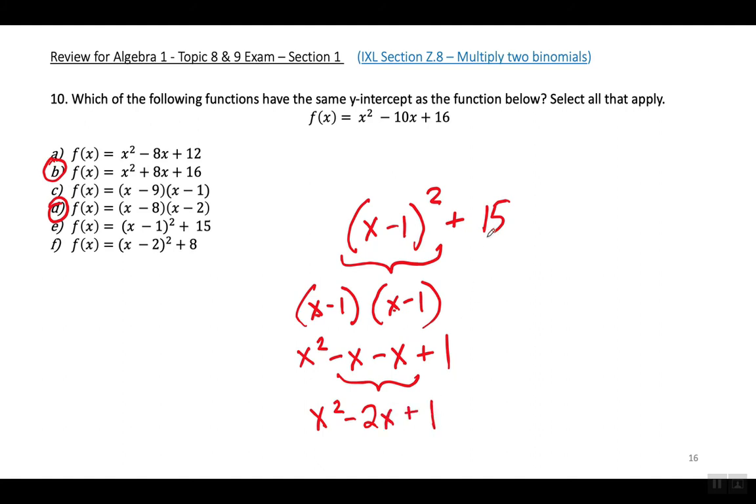Okay, now I didn't bring this down. Let me bring this down. You had this back here, and you had this back here. So basically, when we work out that part, we end up getting 1 plus 15. That's going to give us 16 by itself. That's the y-intercept. So E is correct. When you work it out, you're going to get a 16 back here. All right, so B, D, and E are correct.